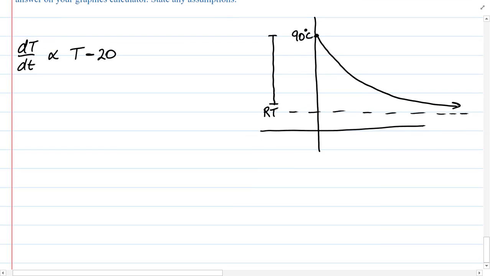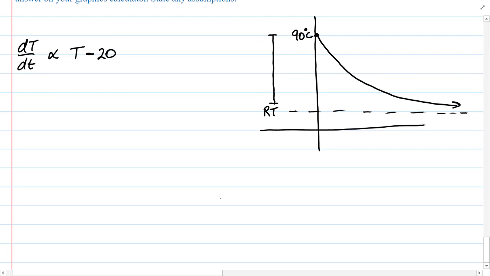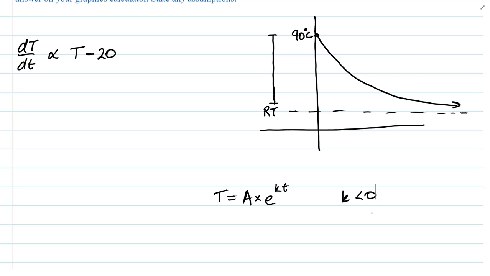I'm going to do some work now, and it's going to lead down to this function. It's going to lead down to temperature is equal to the initial temperature times e to some constant times time. And k will be less than 0, and I know k will be less than 0 because this is a decay problem. So the temperature is decaying over time. If it was a population growth problem, then k would be greater than 0. But in this case, k is less than 0. So I've got that situation.